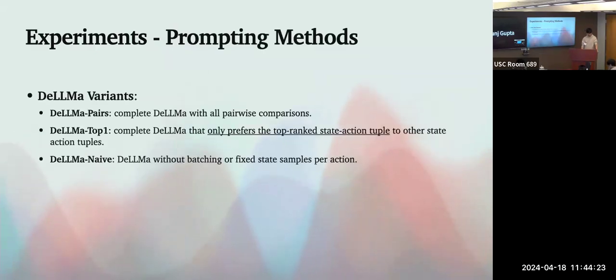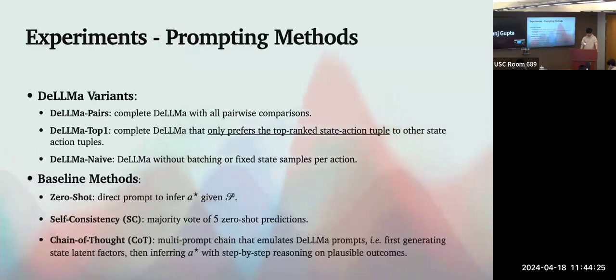So there are several experiments that we're going to talk about. There are some DeLLMa variants. The first one is DeLLMa pairs, where we gather all of the pairwise comparisons, and the second one is DeLLMa top one, which essentially says that only the top ranked preference state action pair is going to be preferred over the other, and the model is indifferent towards all of the lower ranked state action pairs. This is because sometimes we fear that large language models may hallucinate with respect to these orderings, and sometimes the first one is often the most significant.